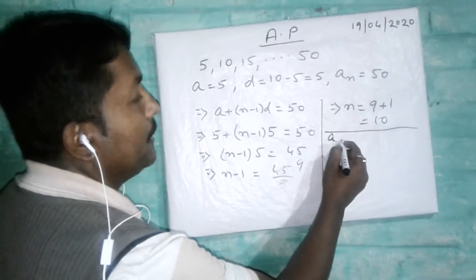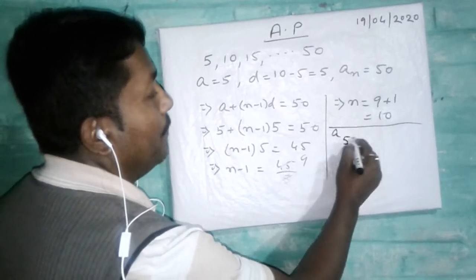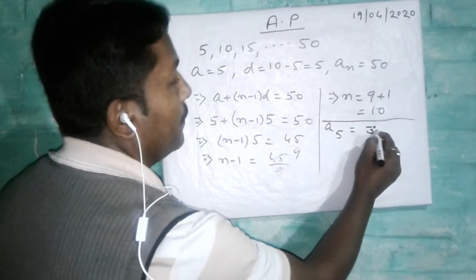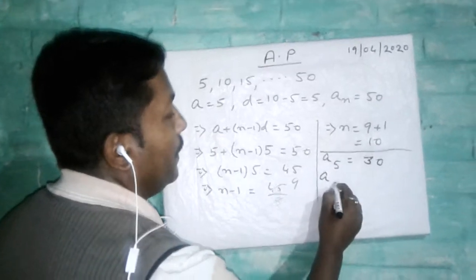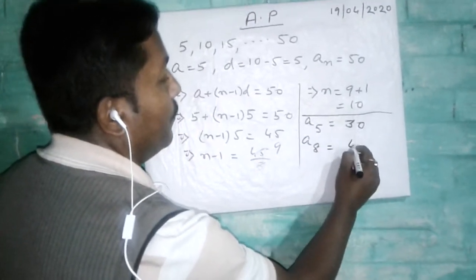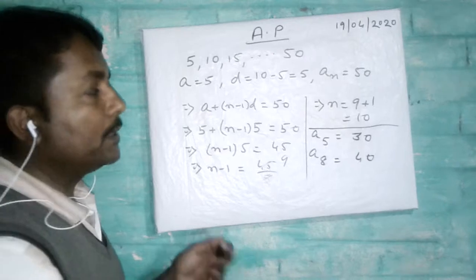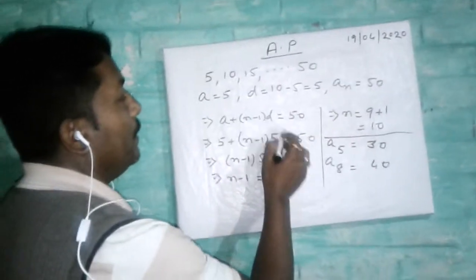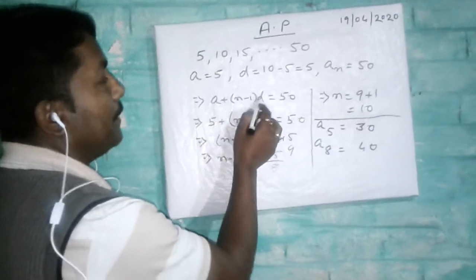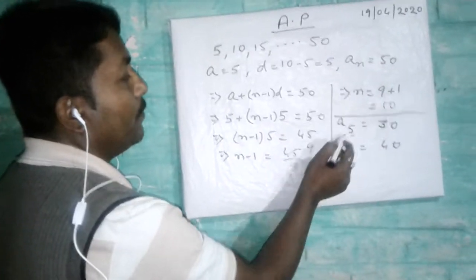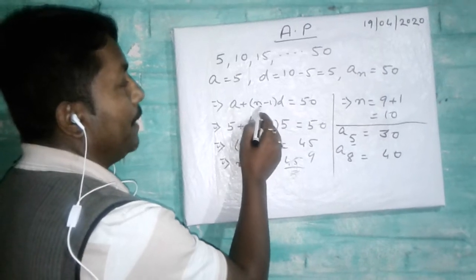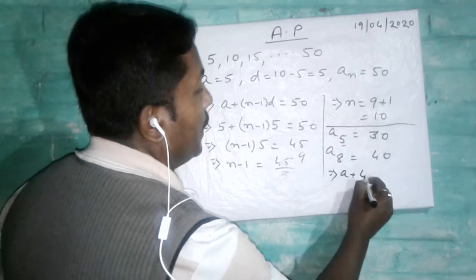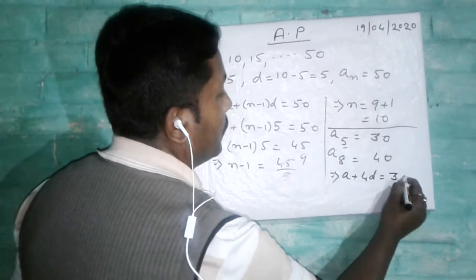Say if it is given that the fifth term of an AP is say 30, and the eighth term of an AP is say 40. So we have to find what is the value of a and d. So for the fifth term, if I use the formula a plus n minus 1 into d, in place of n I have to put what? 5. So here I will have 5 minus 1, so it will become what? a plus 4d. So a plus 4d is equal to 30.